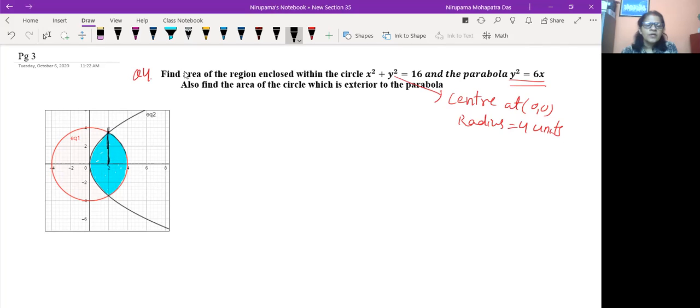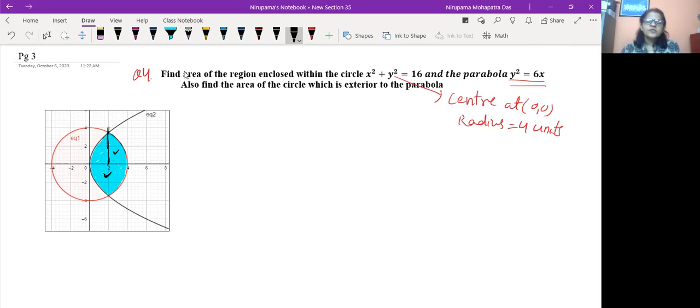Okay, circle and parabola both are symmetric curves. Circle is symmetric about its diameter, parabola is symmetric about its axis, right? So it means the area of the region below the x-axis is equal to the area of the region above the x-axis. So what I am going to do here is find the area of the region above the x-axis and multiply by 2, so that I can get the area of the whole portion, right?